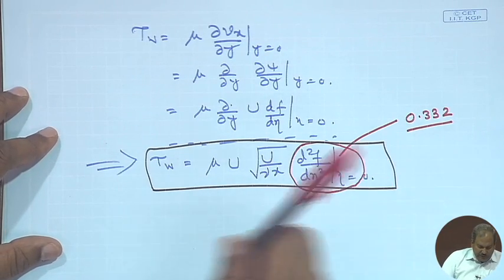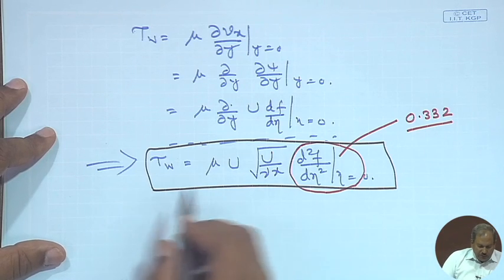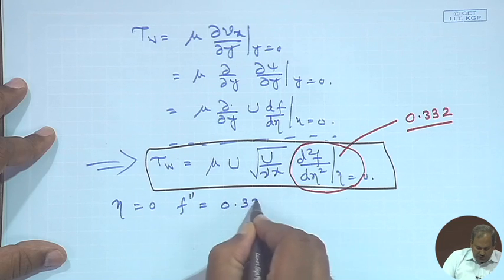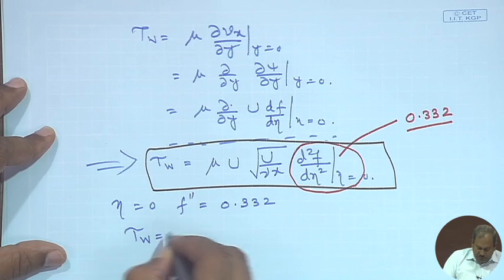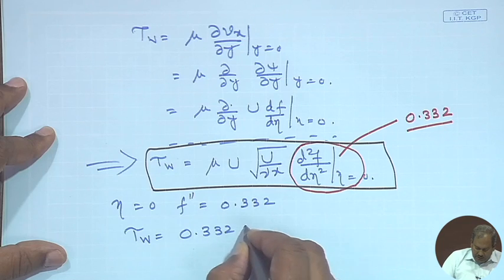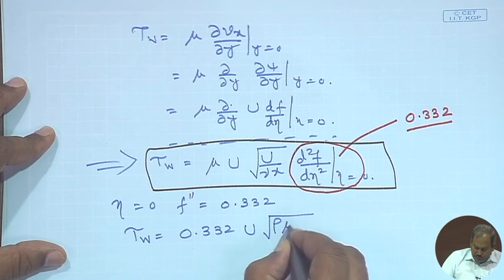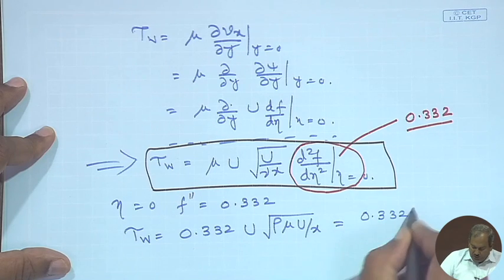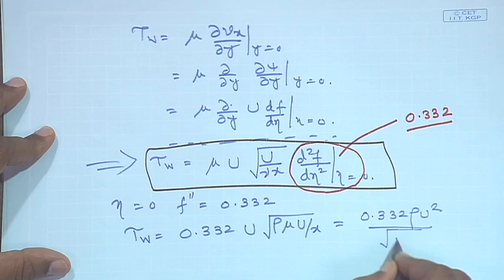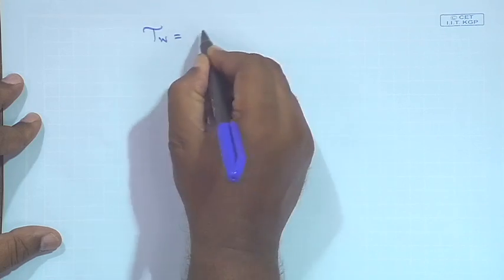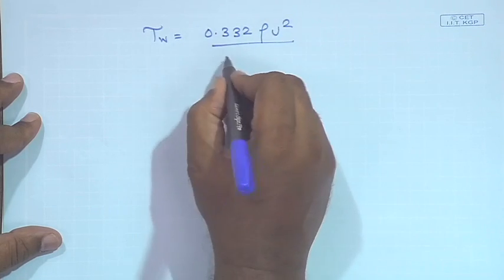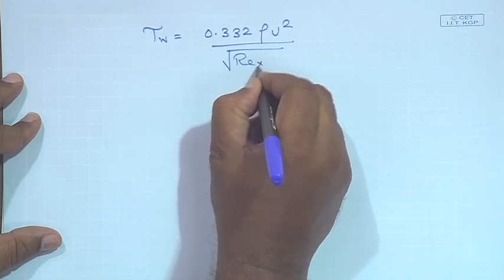So, I will bring in this 0.332 over here, and since at eta equals 0, f double prime equals 0.332, what you would get is tau w equals 0.332 u times root over rho mu u by x, which equals 0.332 rho u square by root over r e x. So, once again, tau w equals 0.332 rho u square, where u is the free stream velocity, by root r e x.